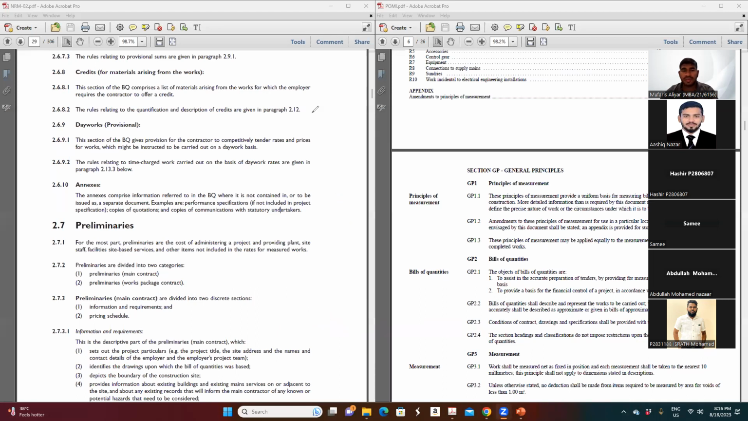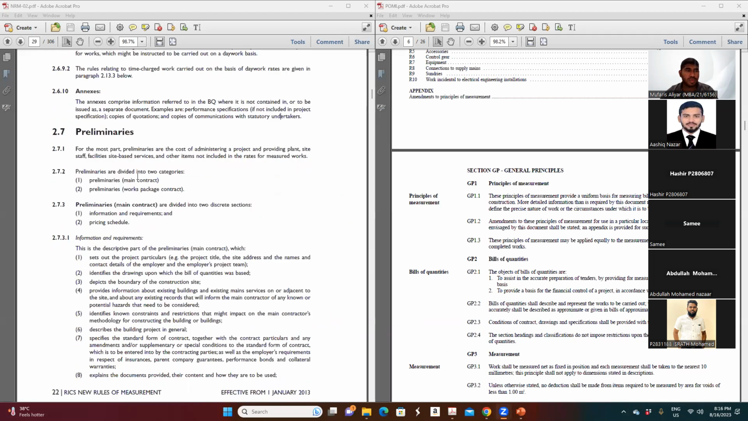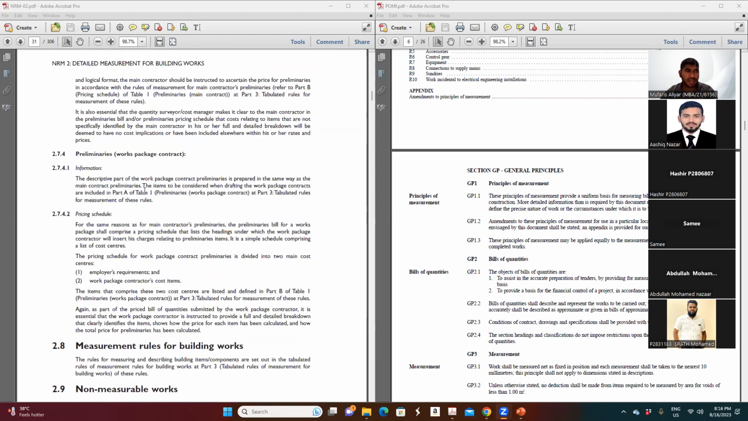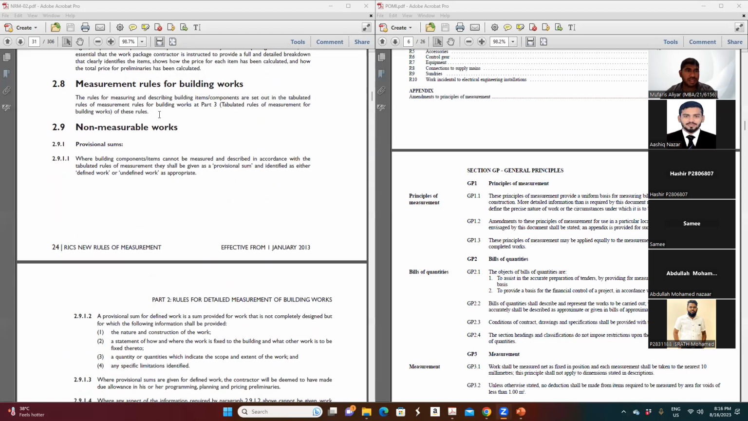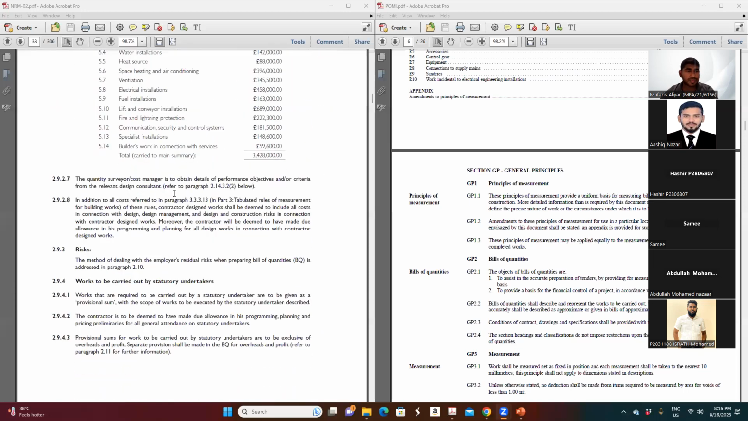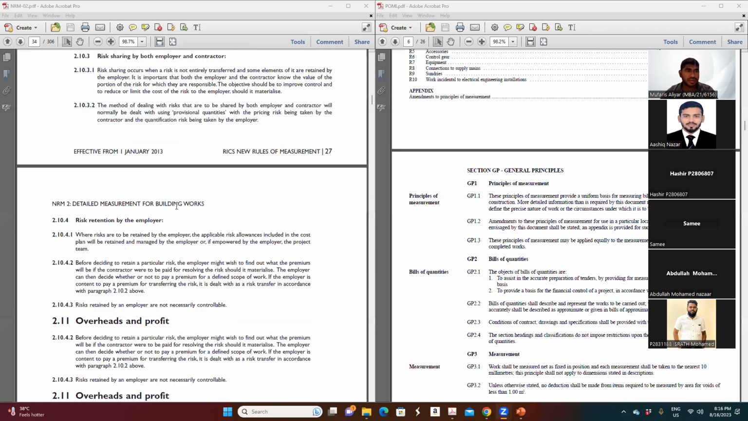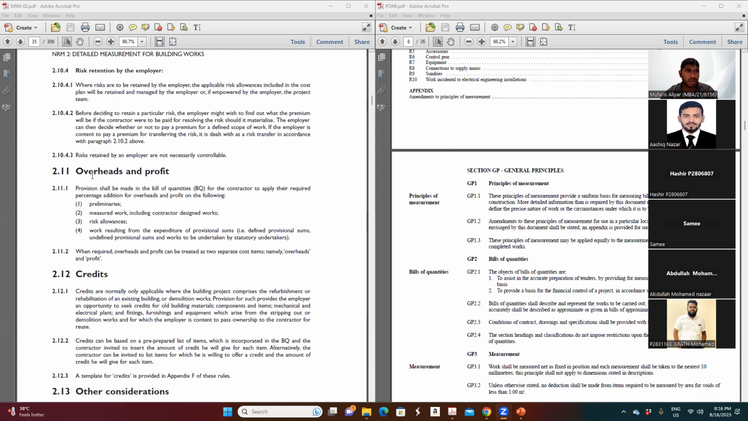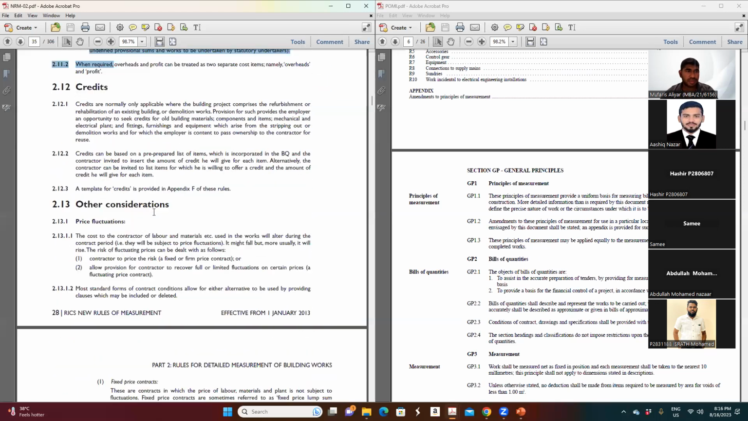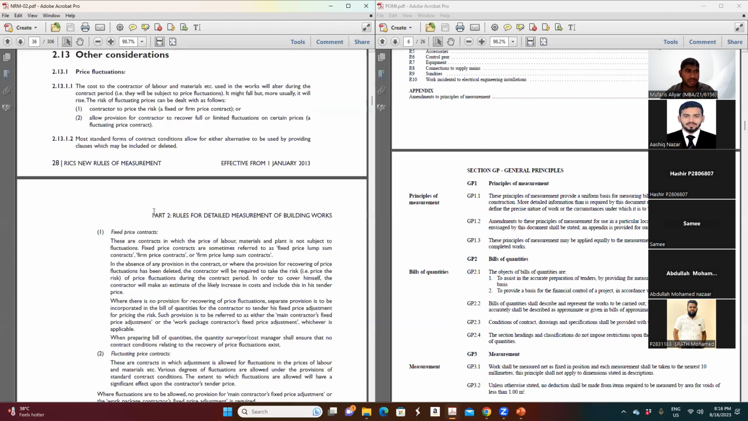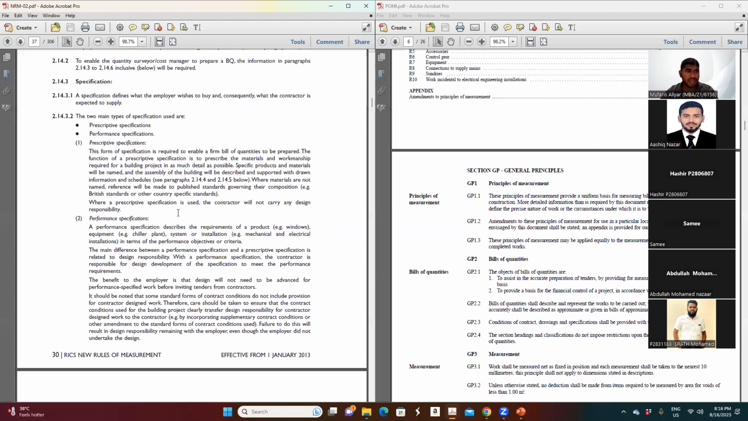Okay, so without wasting time, we will move to the preliminaries. We spent a lot of time on the preliminaries and the measurement rules and building. So we will not go into much detail. You all know overhead and profit. That is also a vast task. We will talk about it. I touched on what overhead and profit are last time also.